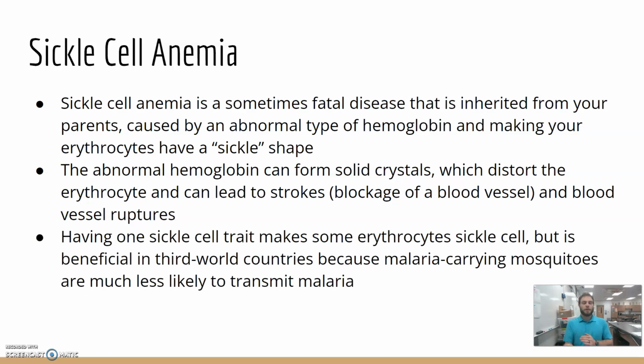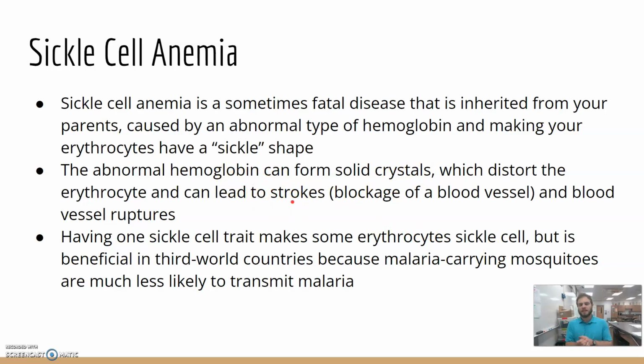We'll look at a Punnett square on the next slide, but sickle cell is a recessive trait, and so you need to be homozygous recessive to suffer the full effects of sickle cell anemia. But interestingly, in some third world countries where malaria is quite common, you actually want to be heterozygous for it. Heterozygous individuals do show some of the effects. They might have some sickled cells, but they don't have the full effects of sickle cell anemia. They aren't at risk of strokes like this.